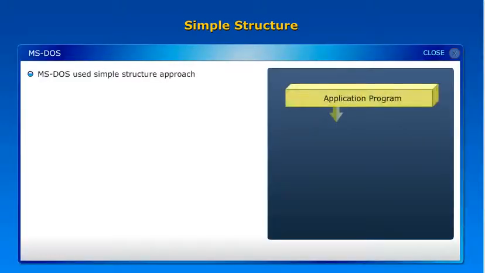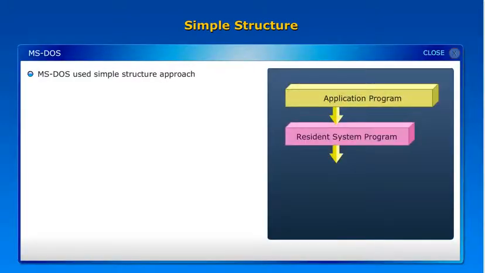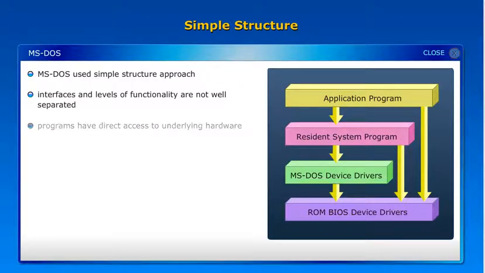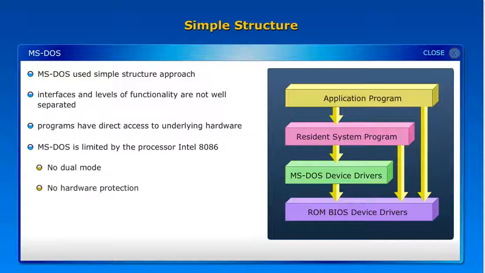MS-DOS used the simple structure approach. Interfaces and levels of functionality are not well separated. All programs have direct access to the underlying hardware. MS-DOS is limited by the Intel 8086 processor. There is no dual mode and no hardware protection.